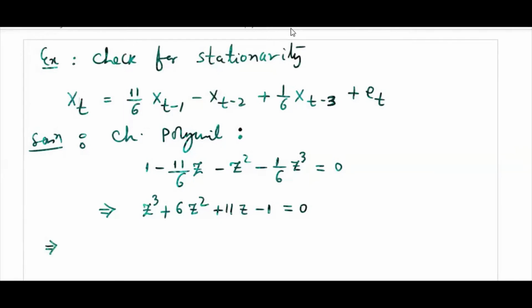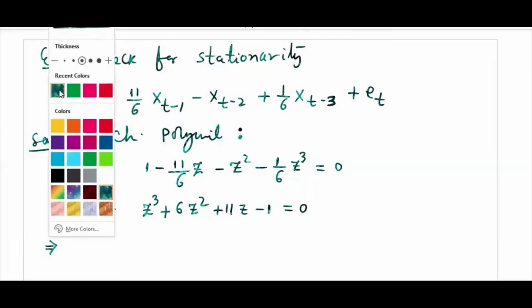1 plus 6, that will be 7. 7 plus 11, that will be 18. 18 minus 1, that will be 17. That is not satisfied. 1 is not satisfied. You can try that way. Okay. If I am correct, I think 1 is a root. So if I check here once again, 1 minus 11 upon 6, you should get plus this one, minus.